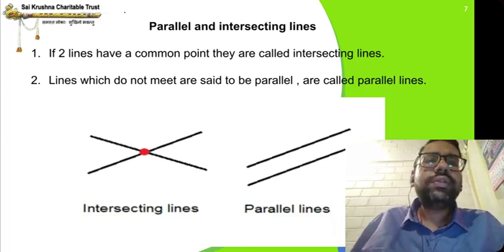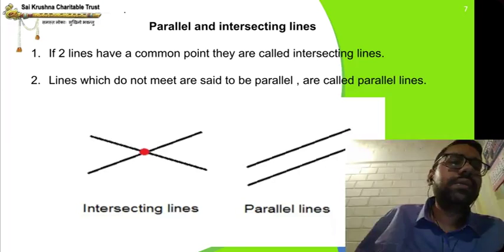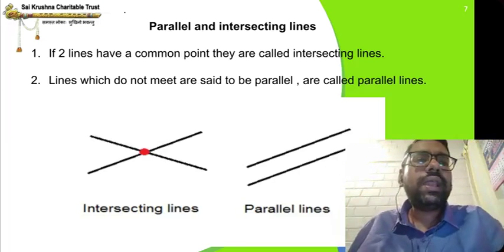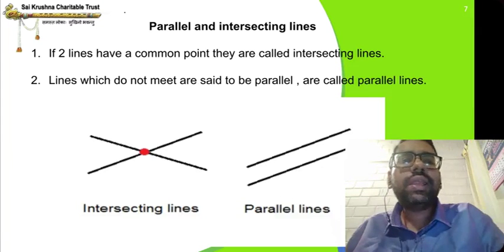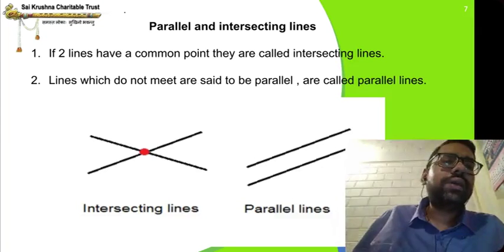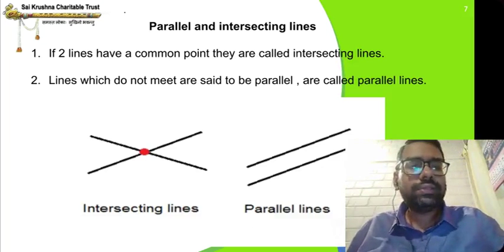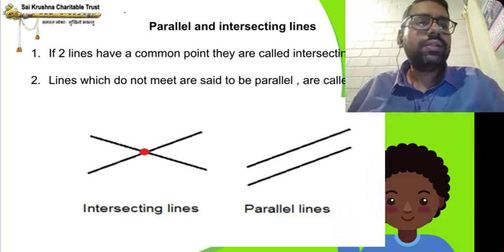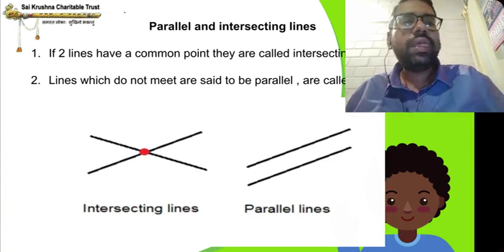Lines which do not meet are said to be parallel. They are called parallel lines. Parallel lines are given in the figure here. This is how it will be. They do not intersect at a point. They are parallel to each other.